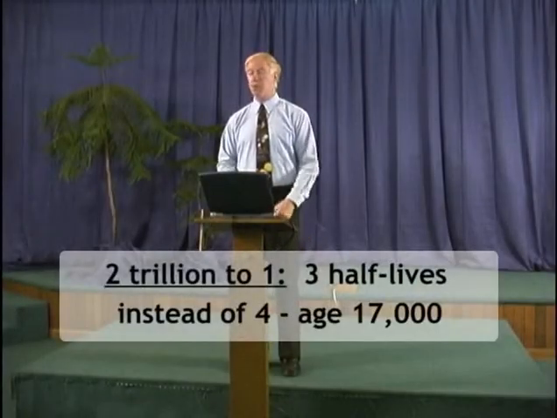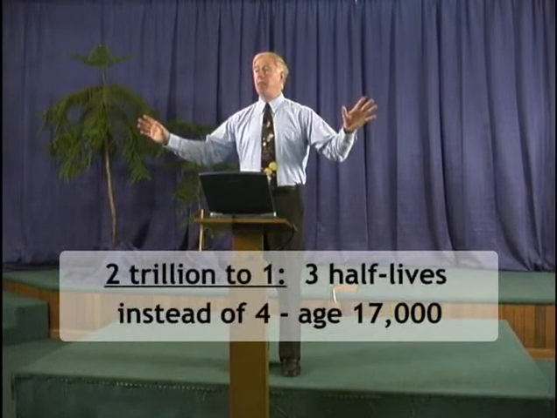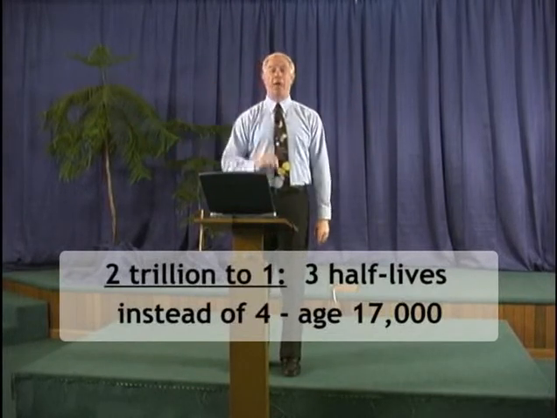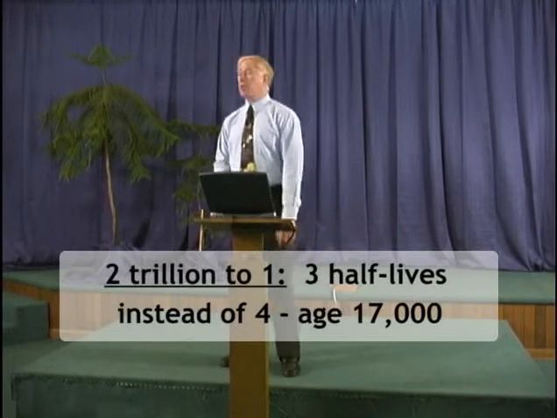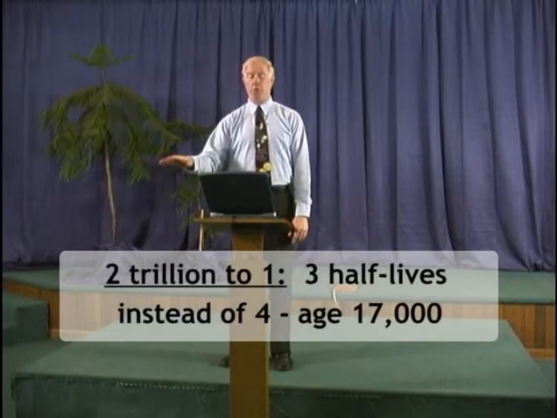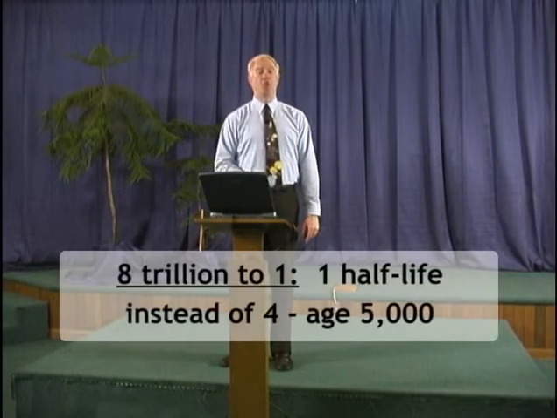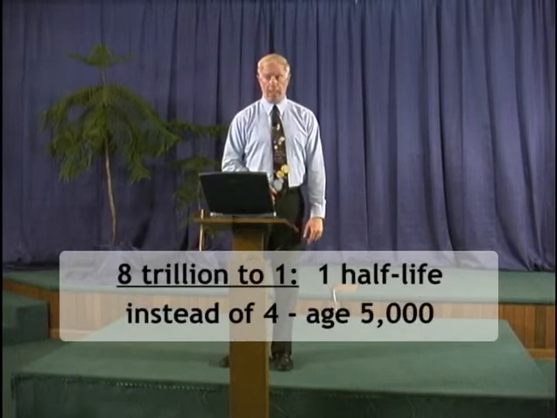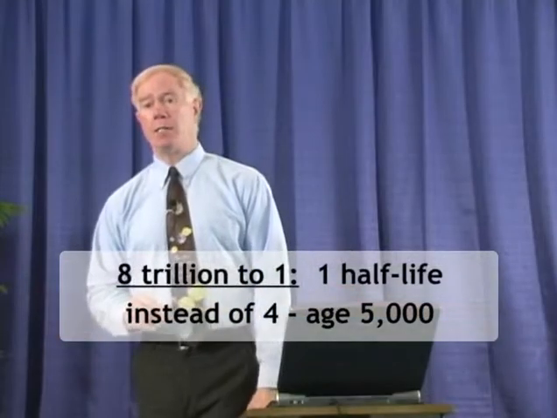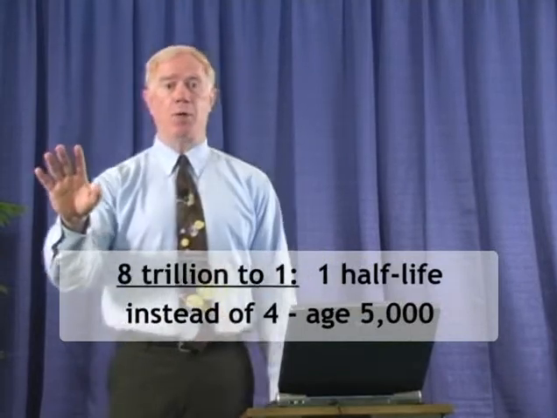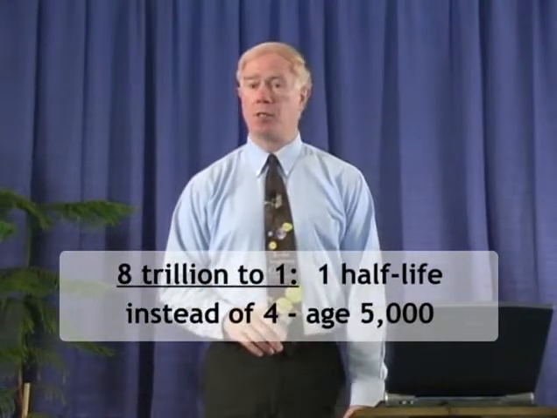Now, what if the ratio actually started out as 2 trillion to 1 versus 1 trillion to 1? That would mean our dating was all wrong. That would mean only 3 half-lives have expired rather than 4, or the creature is only 17,000 years old versus 23,000. But what if the ratio was 8 trillion to 1 at one time? That would mean only 1 half-life has expired and not 4, and that would mean this creature died only about 5,000 years ago rather than 23,000 years ago. You see, the flood would make a very big difference in our dating methods.